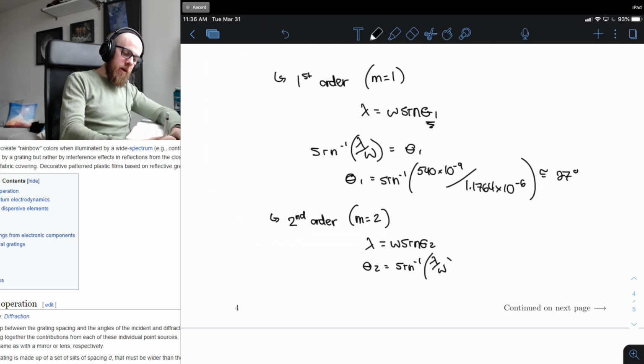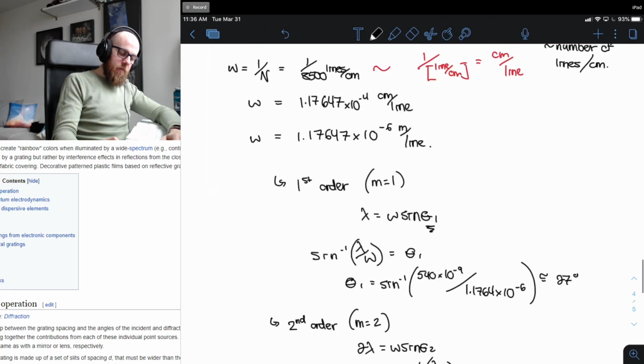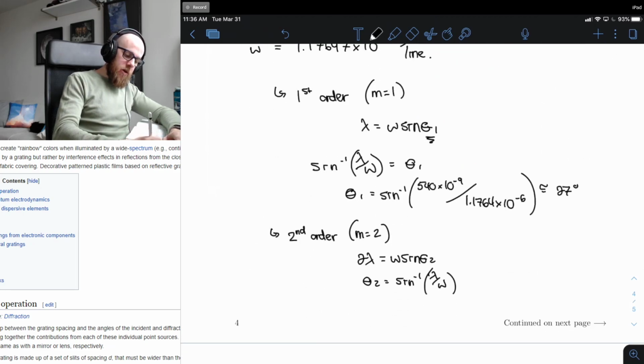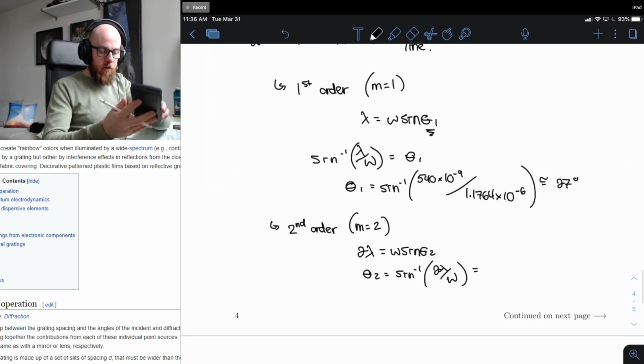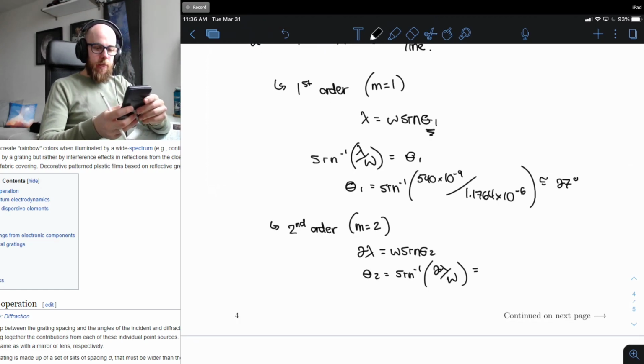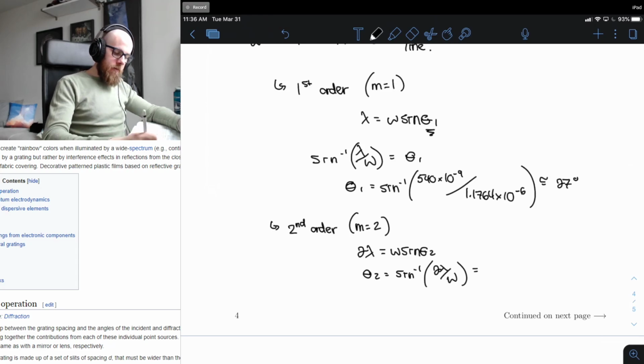Oh, I forgot the 2 with lambda. Is that the formula? M lambda, yep. So really I want 2 lambda over W. Then we'll plug in and solve. I get a value of approximately 67 degrees.